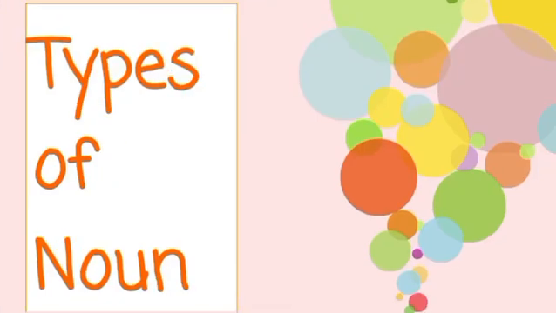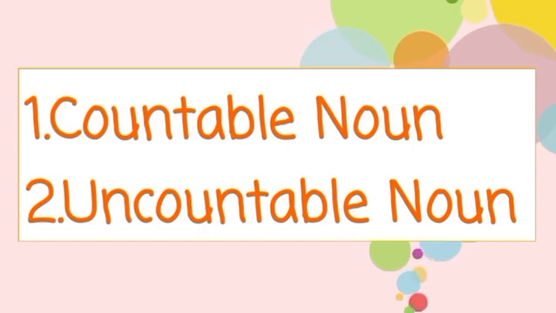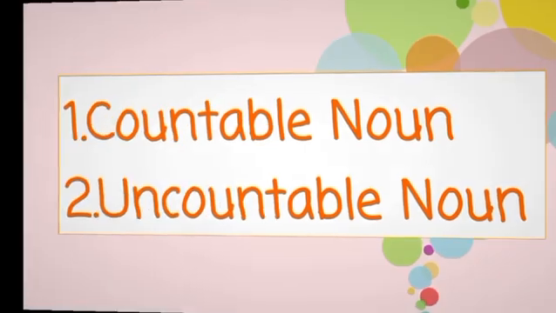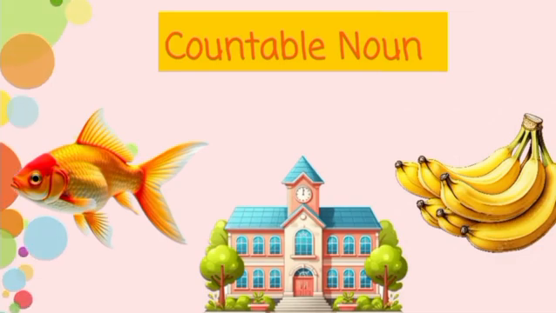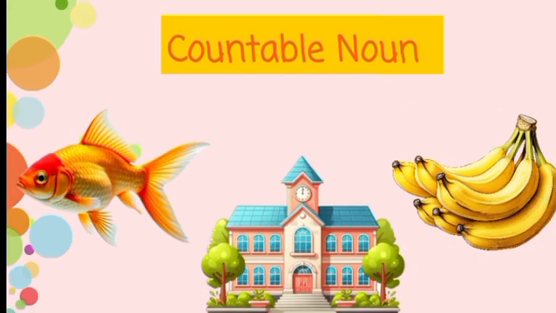Types of noun. Today we will learn about countable nouns and uncountable nouns. First of all, look at this picture. We have fish. We can say one fish, two fish, three fish. We can also say one house, two houses, three houses, four houses. Same with the banana. We can say one banana, two bananas, three bananas. That means we can count them individually, or we can say that we can count them one by one.